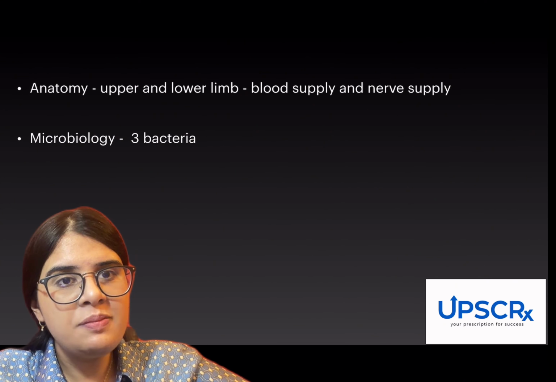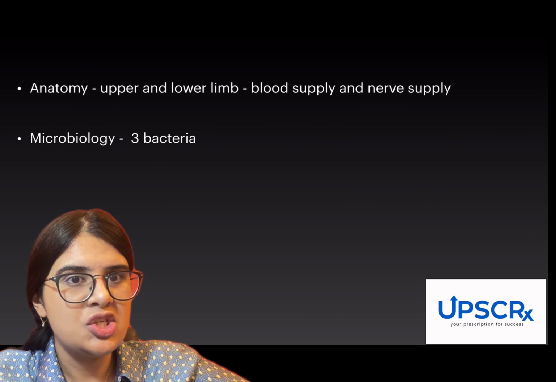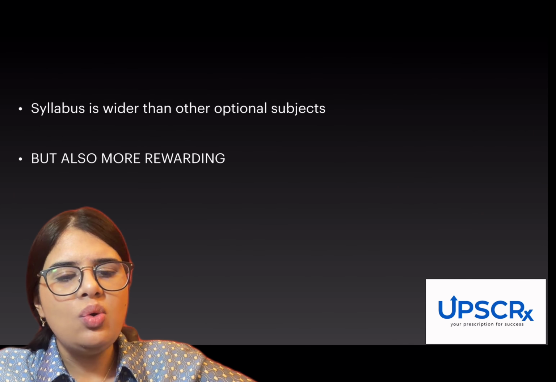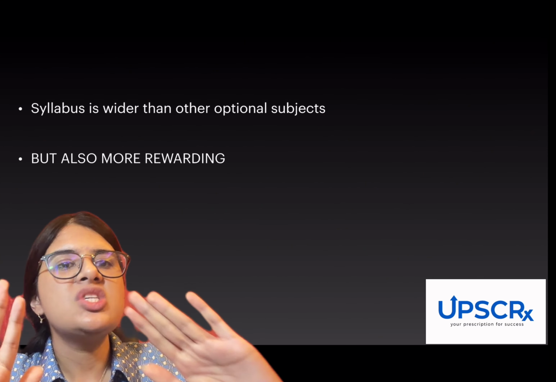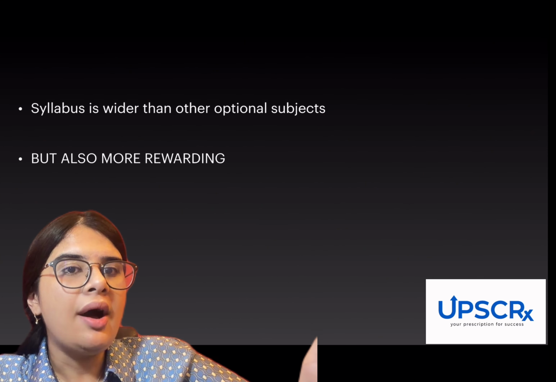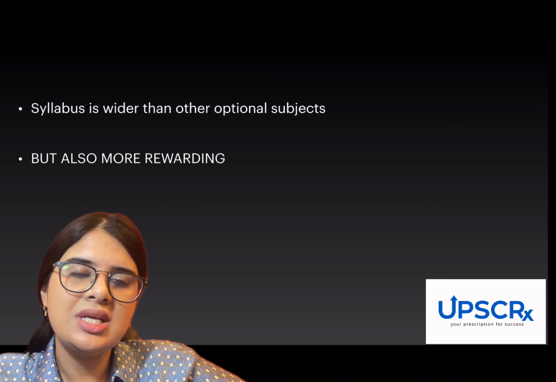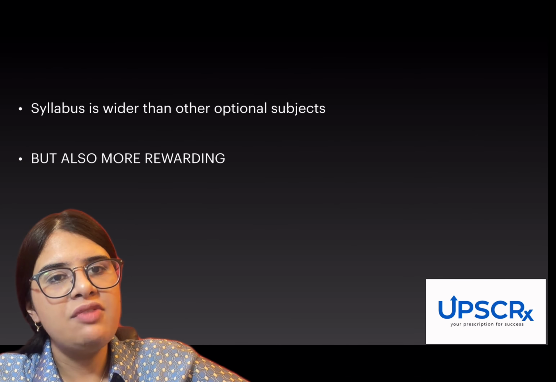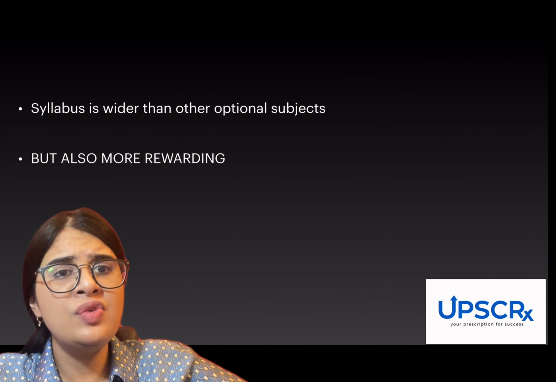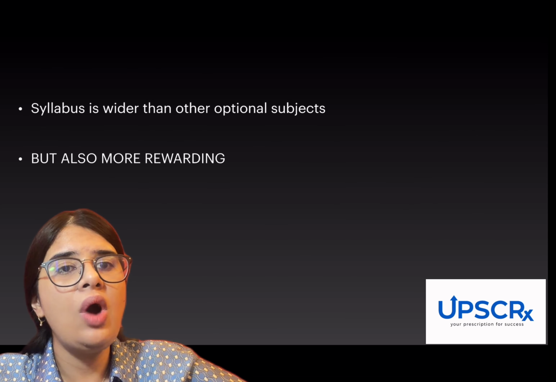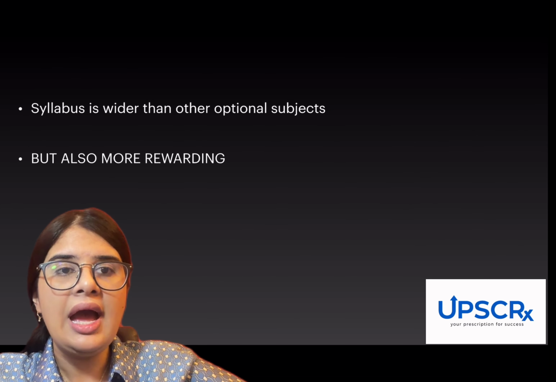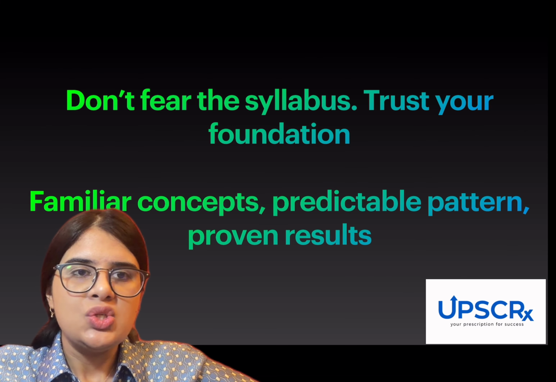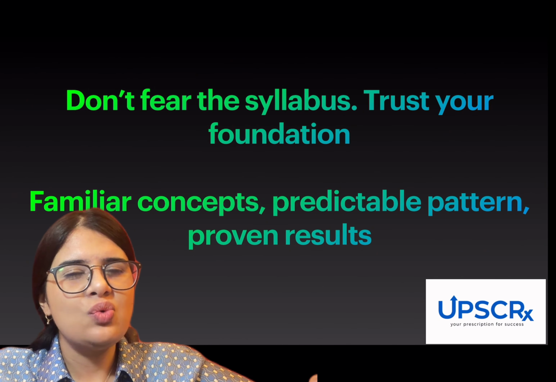Microbiology: from the whole of bacteriology, only three bacteria are asked: Shigella, Salmonella, and Neisseria meningitidis. That is it. So you have to understand that the syllabus is not that wide, but if you compare it with other optional subjects, then I would say that it is wider. But it is also more rewarding. If you invest your time in this, you will see returns. Your score can go up to as high as 290, and this will give you a clear edge over other people. So the return on investment is high.